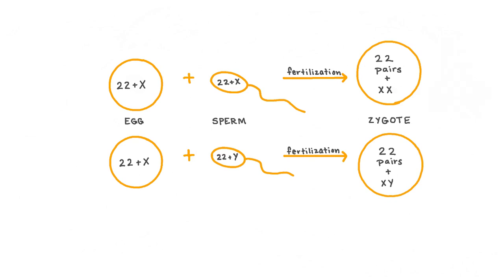The zygote also has a pair of sex chromosomes. If the sperm carried an X chromosome, the zygote will have two X chromosomes and will be biologically female. On the other hand, if the sperm carried a Y chromosome, the zygote will have one X and one Y chromosome and will be biologically male.